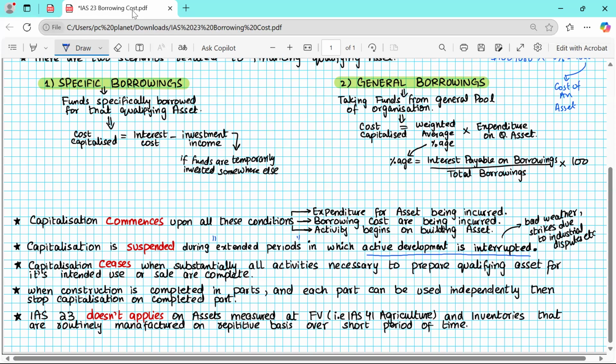But let's say you have to sell the qualifying asset, and you can only sell it when all four buildings are ready. In that case, you have to stop the capitalization when the last building is completed. So if you are constructing in parts, and one part can be used or sold independently, regardless of the work in progress on other parts, then stop the capitalization on that completed part. But if all of the parts need to be completed before you can use the asset or sell the qualifying asset, then stop the capitalization when everything is completed.